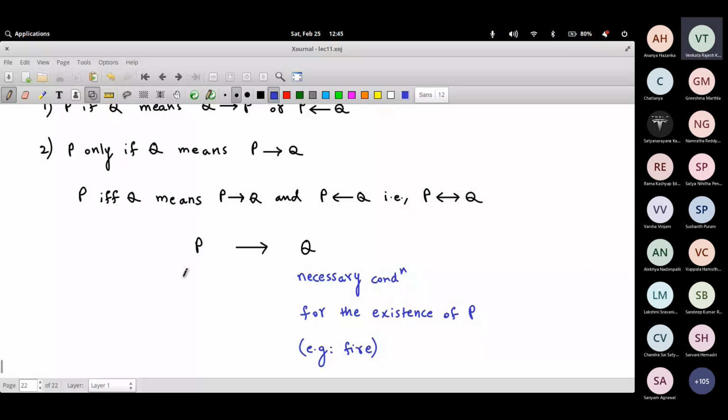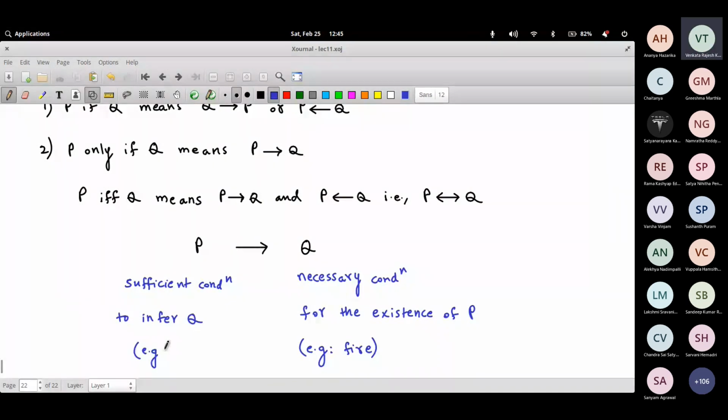So this is called a sufficient condition. So P is called a sufficient condition for Q, whereas Q is called a necessary condition for P. All right. So P is a sufficient condition to infer Q, right?